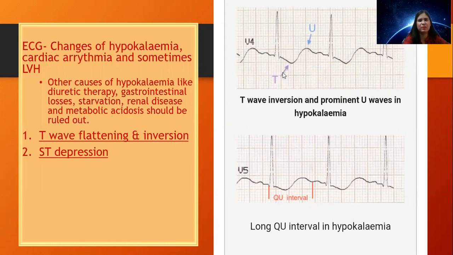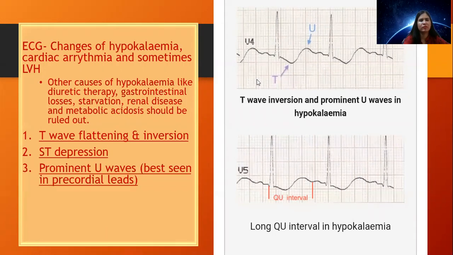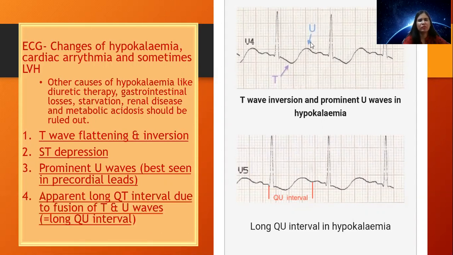There is ST depression. Prominent U waves, best seen in precordial leads. And apparently long QT interval due to fusion of T and U waves. So this is the long QU interval in hypokalemia.